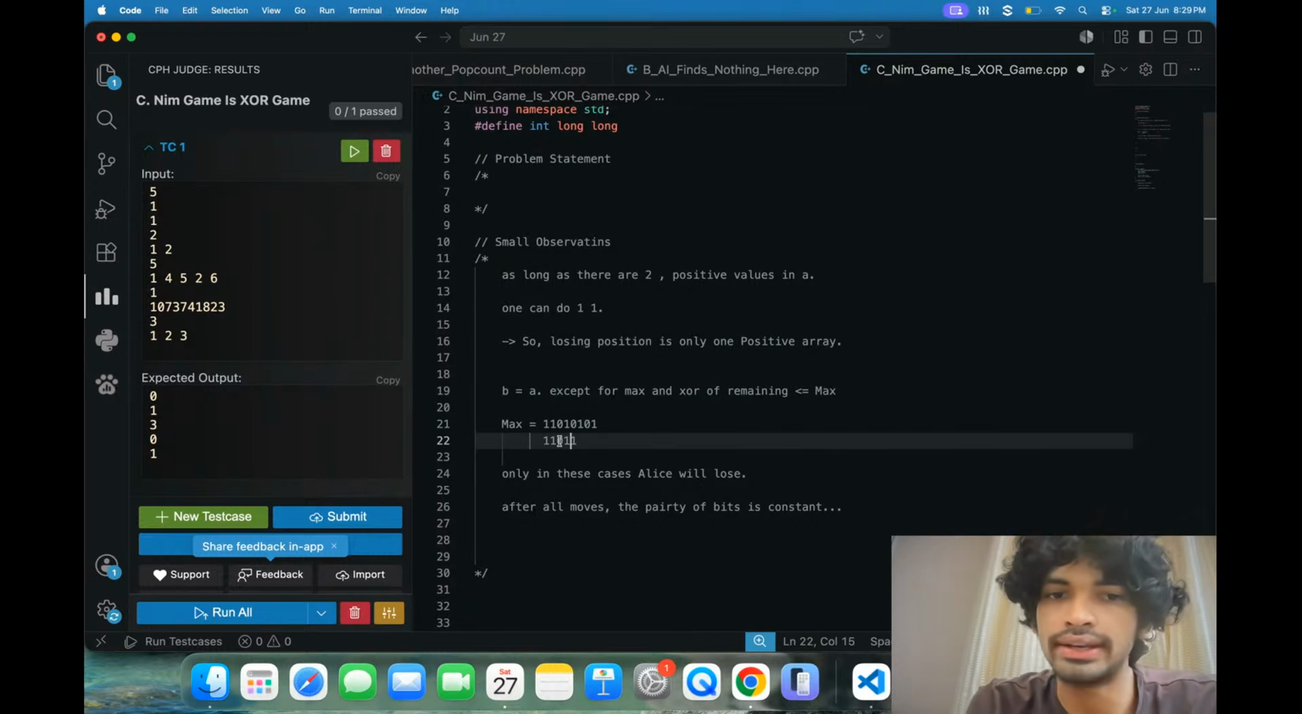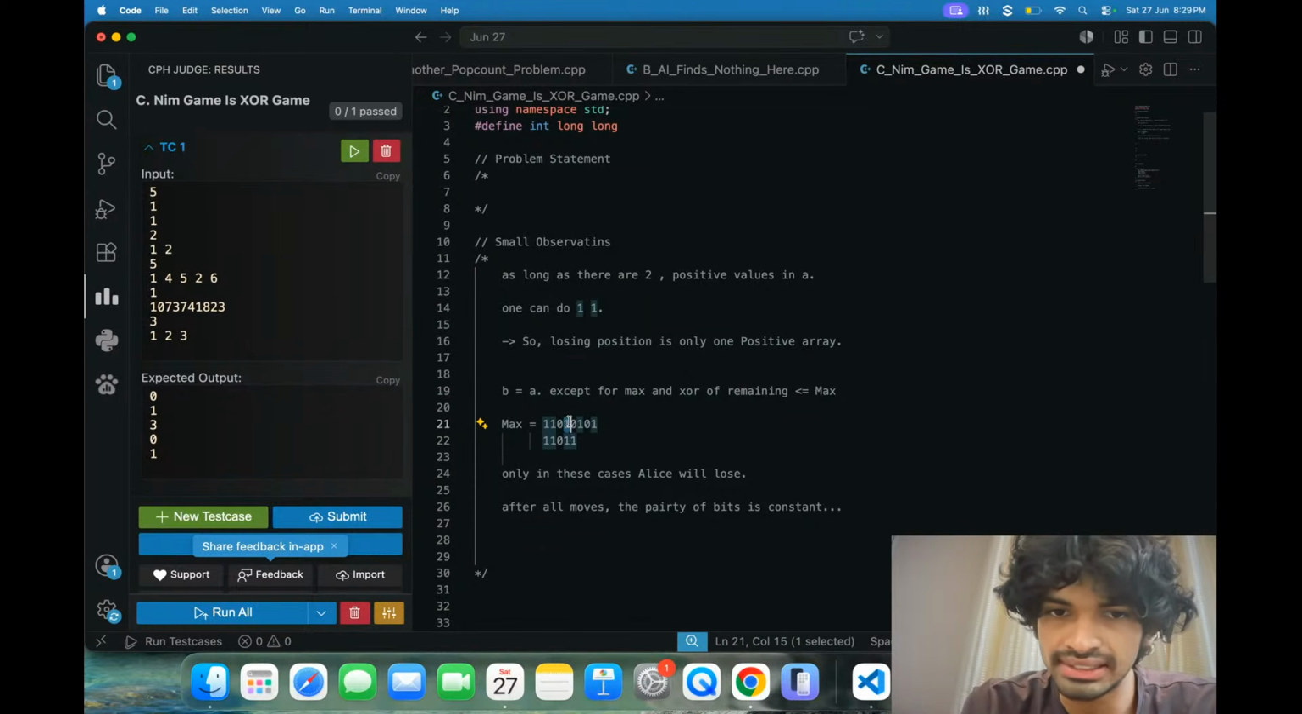So what we want is if max is having 1 and total is also 1.